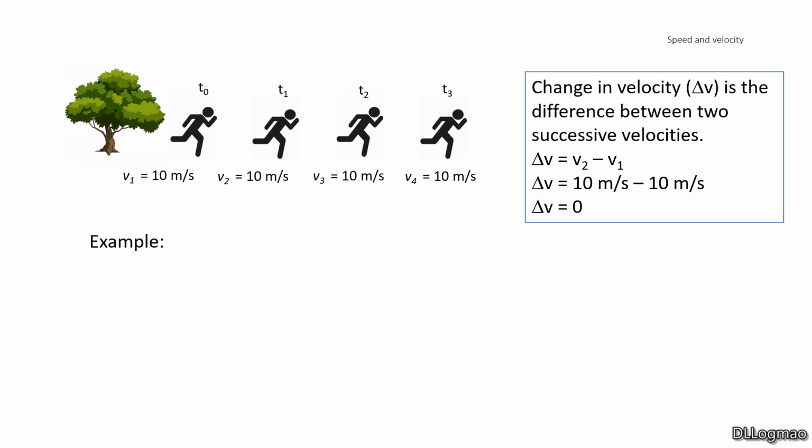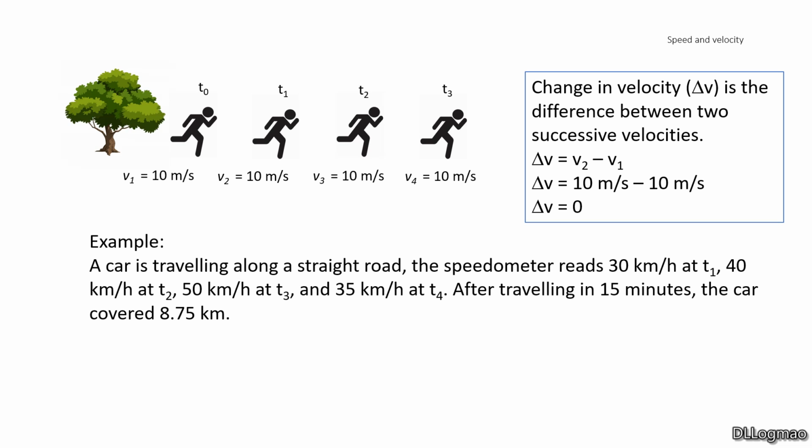Let's have an example. A car is traveling along a straight road. The speedometer reads 30 kilometers per hour at time sub 1, 40 kilometers per hour at time sub 2, 50 kilometers per hour at time sub 3, and 35 kilometers per hour at time sub 4. After traveling for 15 minutes, the car covered 8.75 kilometers.